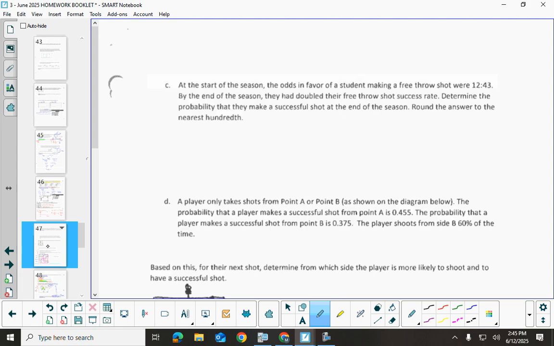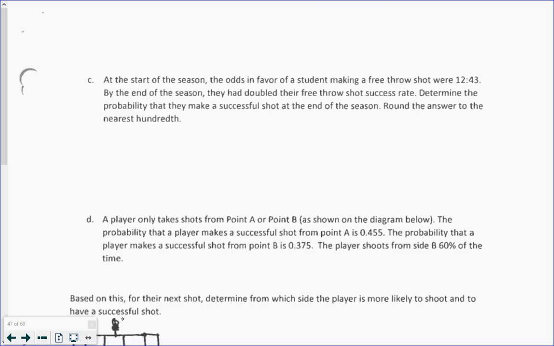So part C. So we're still talking about basketball. At the start of the season, the odds in favor of a student making a free throw were 12 to 43. So they make the shot, they don't make the shot. By the end of the season, they had doubled their free throw shot success rate.